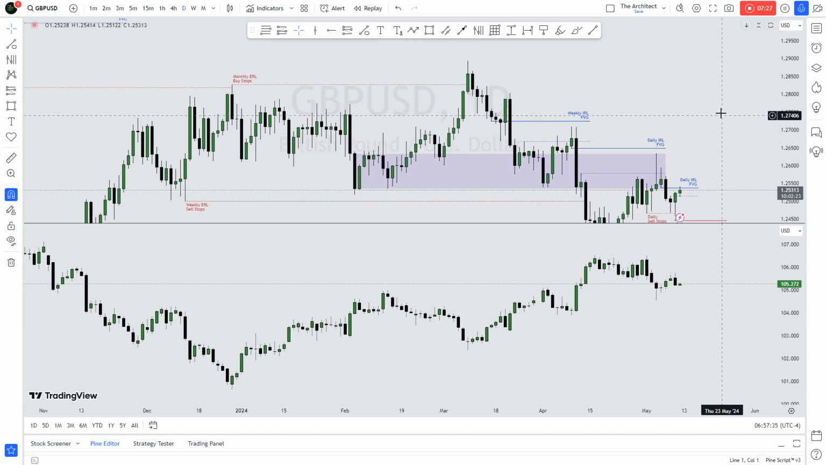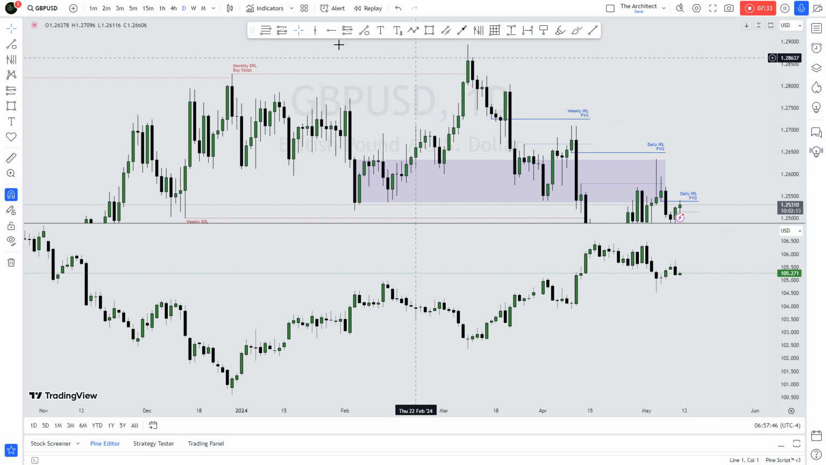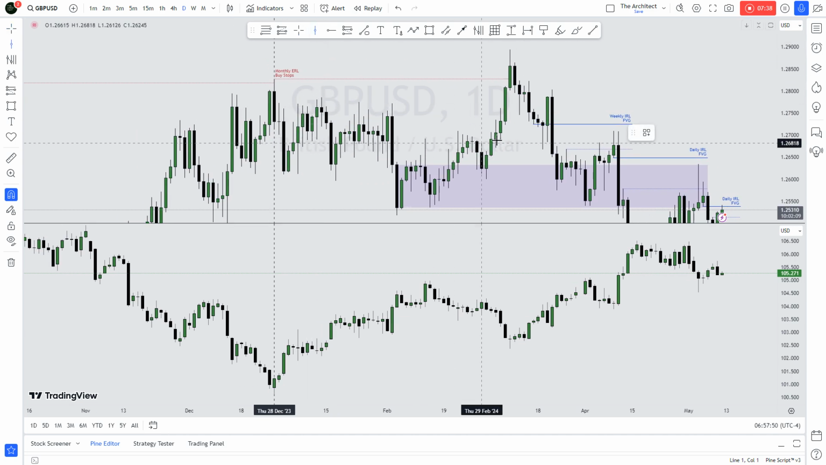I want to show you guys this concept called SMT divergence. I have done this in one of my videos. I will attach it to this one. And for you guys on TradingView, you can just look through my video catalog and look for the Smart Money tool, SMT divergence, right?